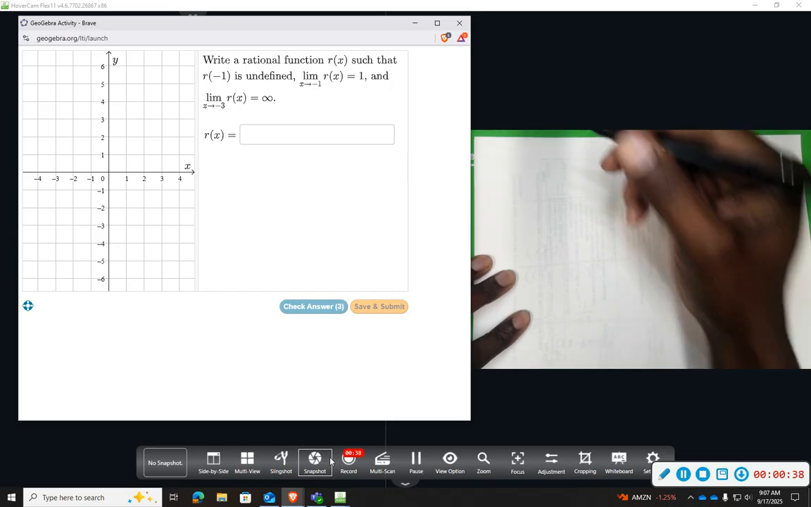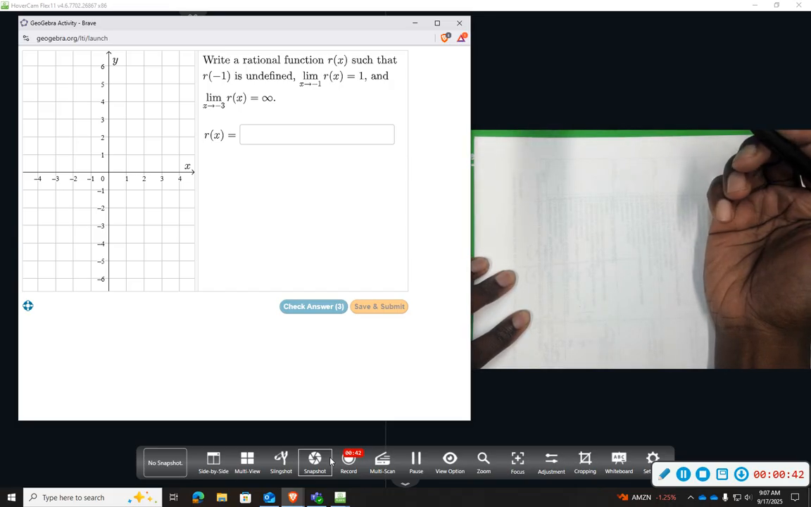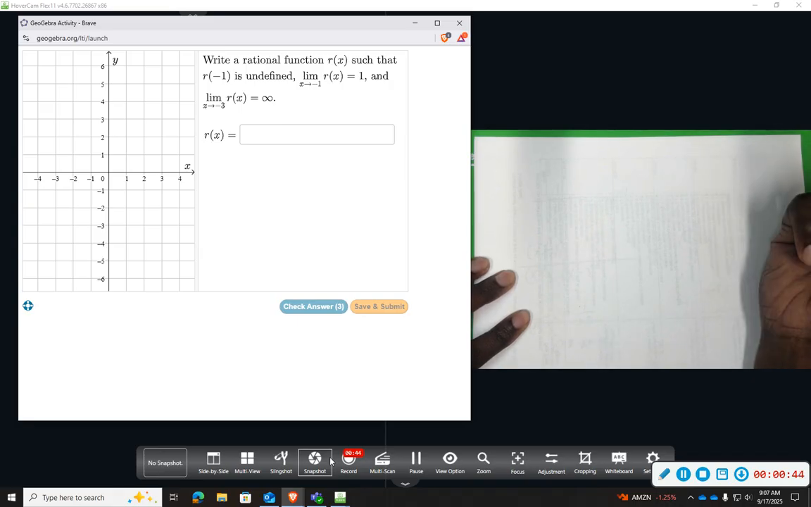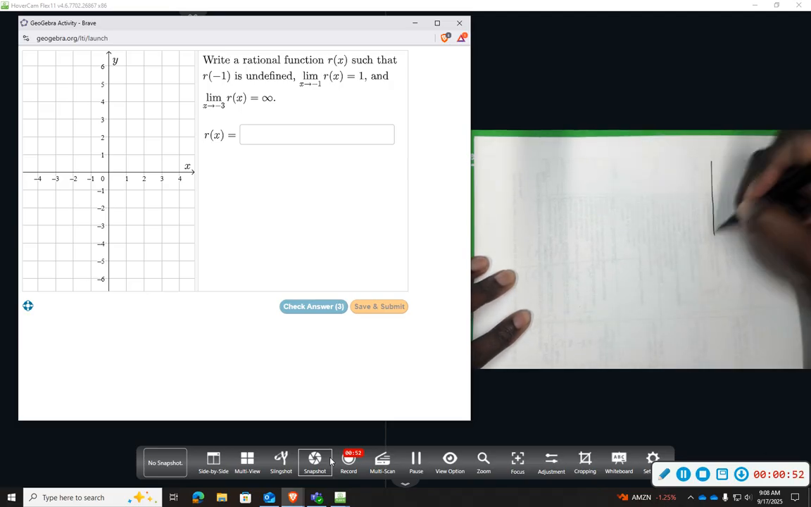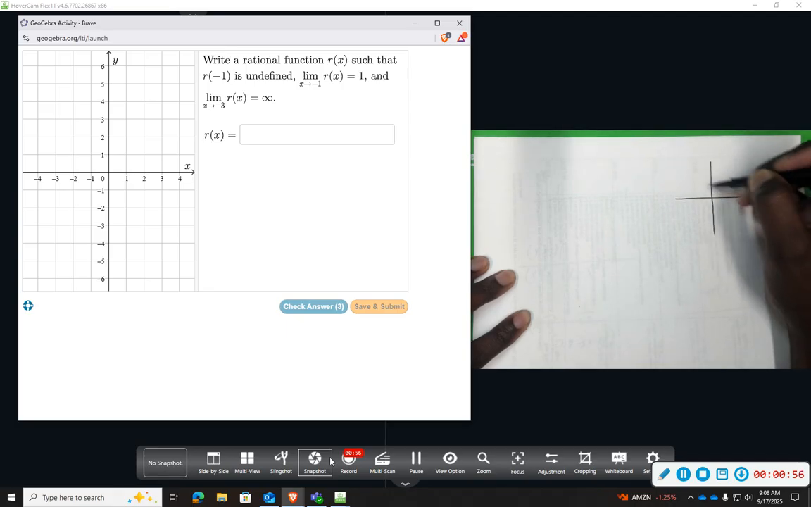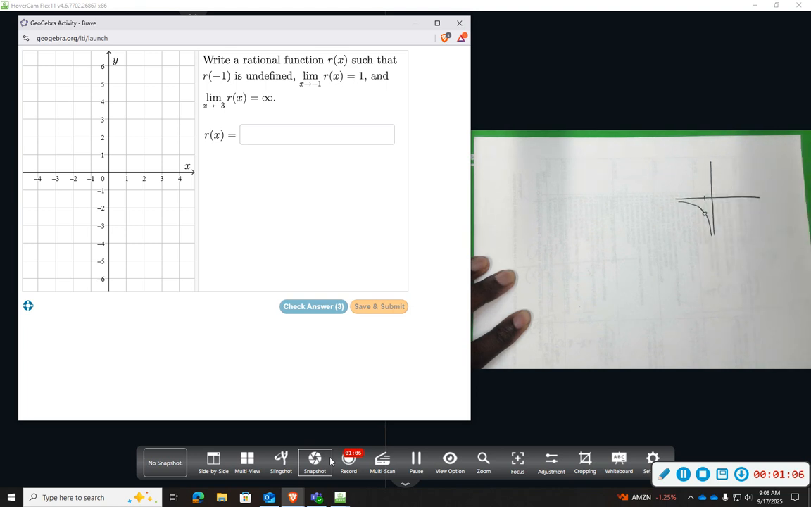Okay, so you need to recall properties of transformations and what causes holes and undefined values in the graph. So I'm going to start with some of the less challenging parts. The first one wants us to have the value r of -1 to be undefined. What that means is, on a graph, the point could be anywhere, but at -1, whether my graph is curving or there's a line, there will be a hole at -1.